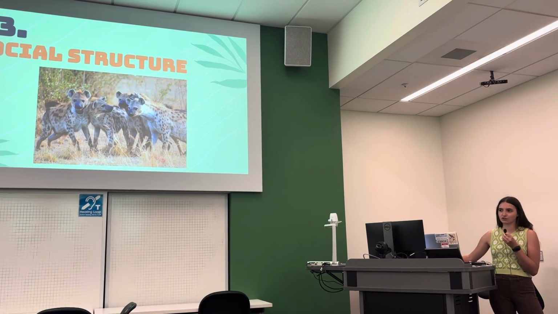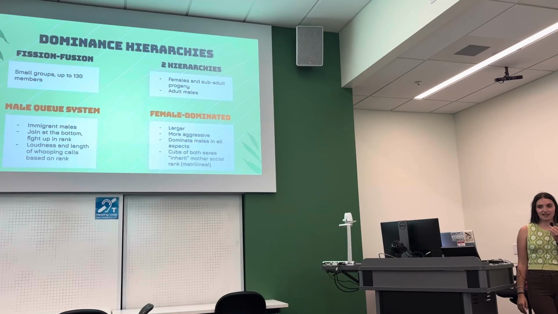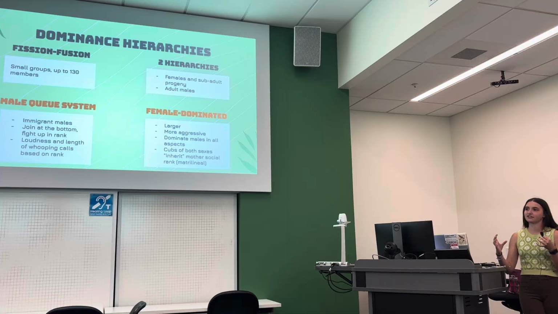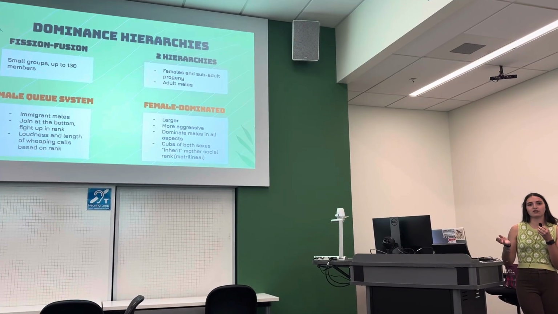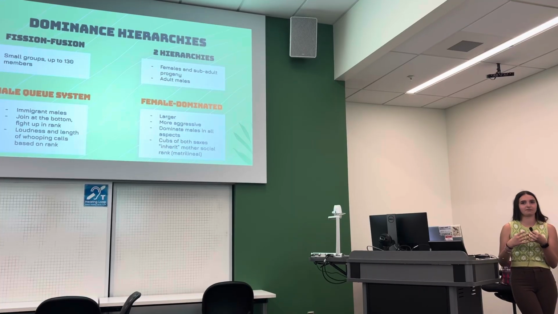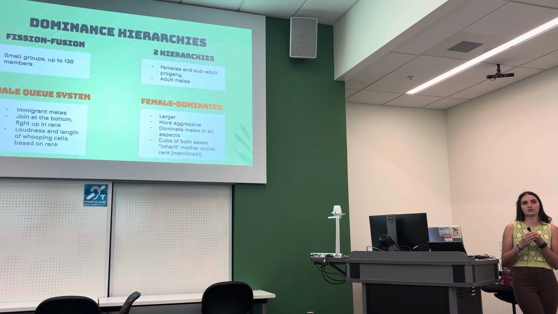So to talk about social structure, the spotted hyena lives in a fission-fusion society, meaning that the group size and how it's made up changes throughout the day. So an example of this is when the group might split up to go hunt, but then come back together to form a larger group again. So you see small groups, but then you can also see large ones of up to 160 individuals.